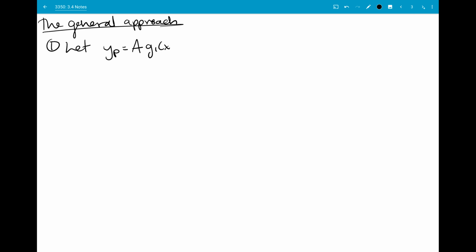And the steps we're going to follow are pretty straightforward, except for one little quirk that we'll discuss in more detail next. All we're going to do is assume that we know what y sub p looks like. So we're going to say it looks like some a times g1 of x plus some b times g2 of x, and so on and so forth, where a and b and any letters you want to put after that are undetermined coefficients.